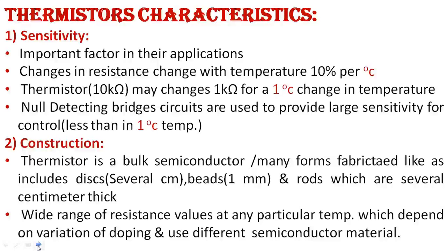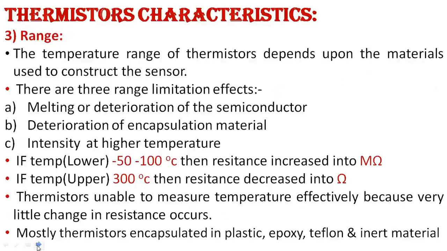The second one is construction. The thermistor is a bulk semiconductor, fabricated in many forms, including discs several centimeters wide, beads of 1 millimeter, and rods several centimeters thick. There is a wide range of resistance values at any particular temperature, which depend on variation of doping and the use of different semiconductor materials.